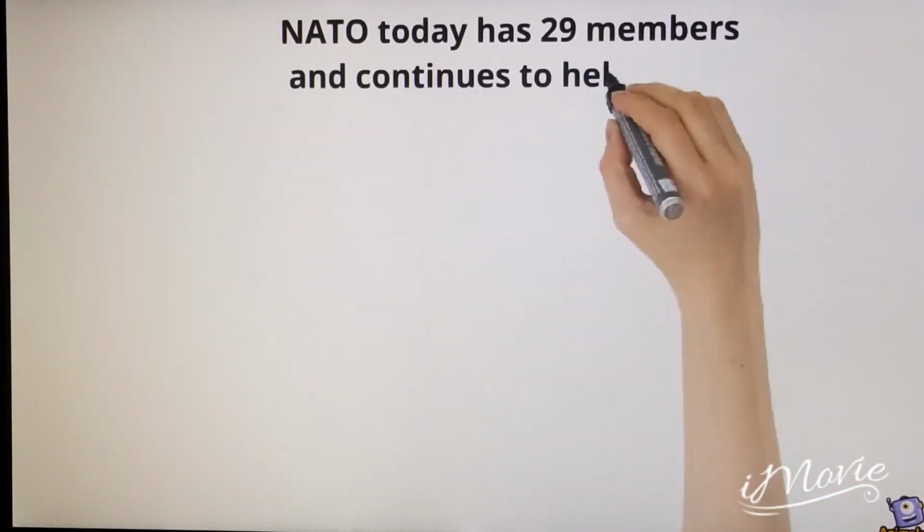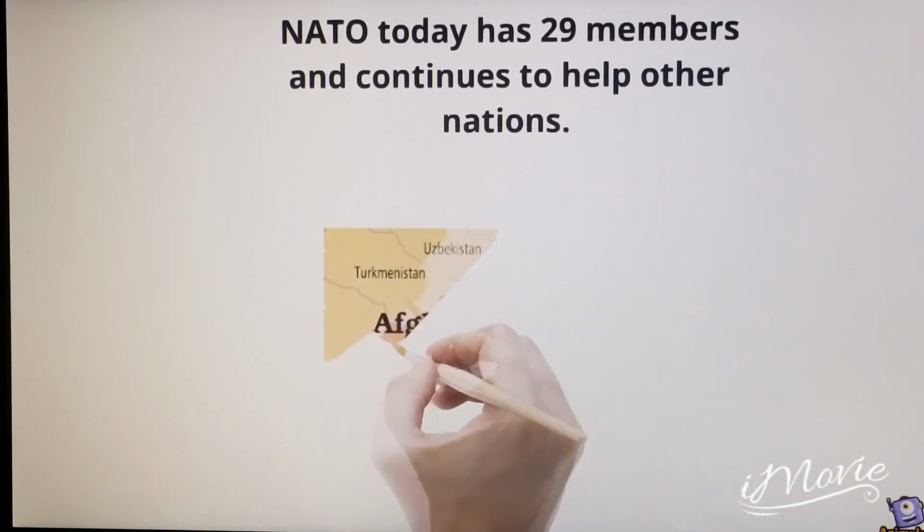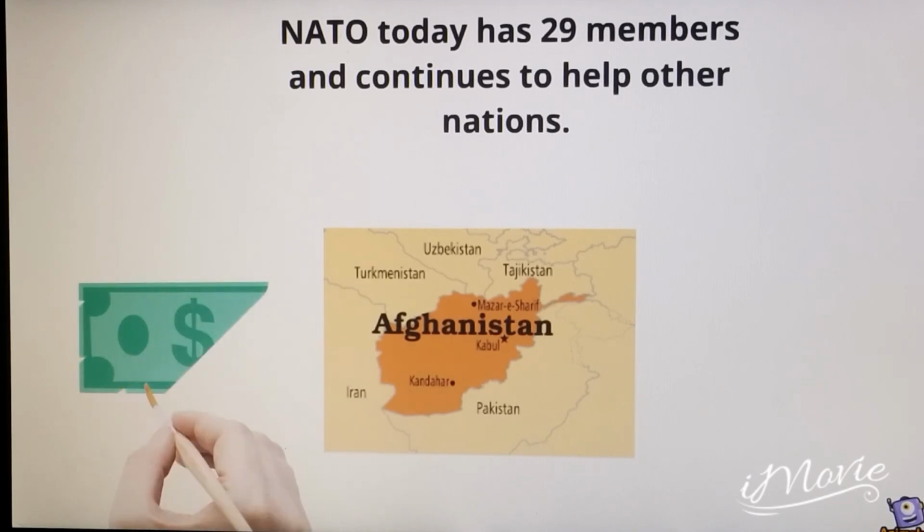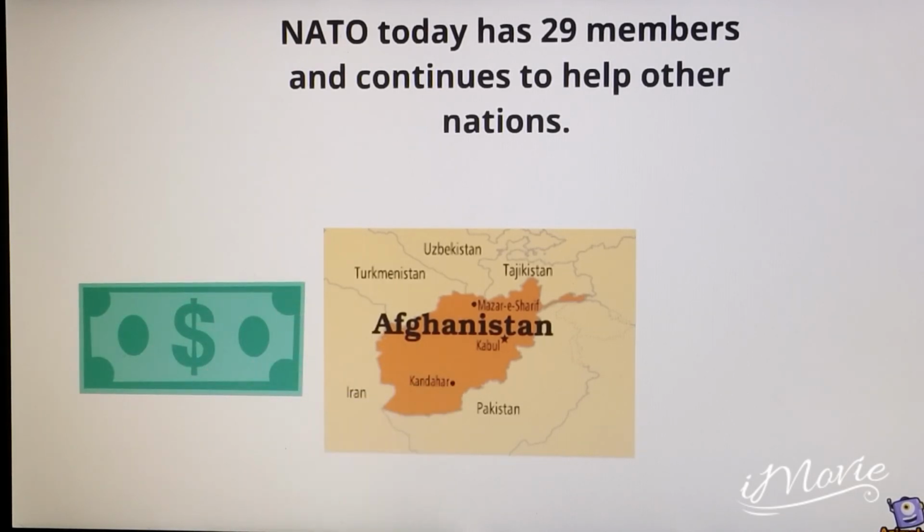NATO today has 29 members and continues to help other nations in need by providing aid and support to countries like Afghanistan, Pakistan, and Libya.